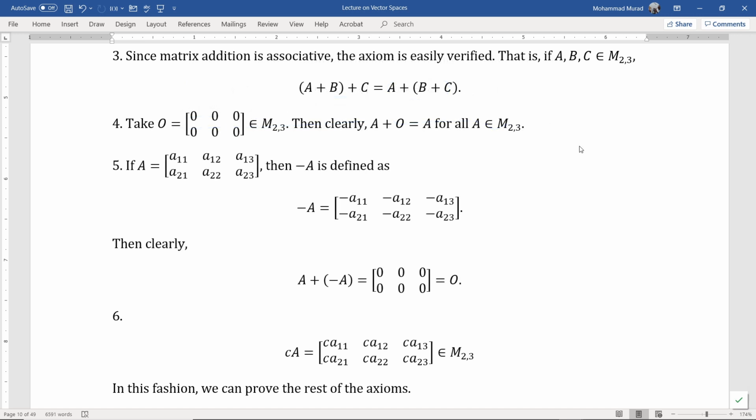Axiom 3. Since matrix addition is associative, the axiom is easily verified. So if we take three matrices from the set M 2,3, we can easily show that this property is satisfied. (A plus B) plus C is exactly equal to the matrix A plus (B plus C). Property 4. We take the zero matrix denoted by O, which is equal to this matrix, a 2 by 3 matrix with all the entries equal to 0. Then clearly A plus the zero matrix is equal to the matrix A. And this is true for all matrices in the set M 2,3.